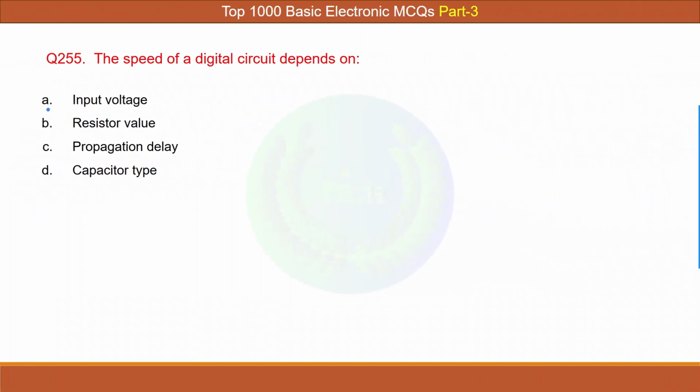Next question, question number 255. The speed of a digital circuit depends on option A, input voltage, option B, resistor value, option C, propagation delay, option D, capacitor type. The answer is option C, propagation delay.